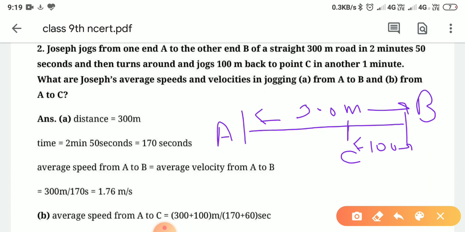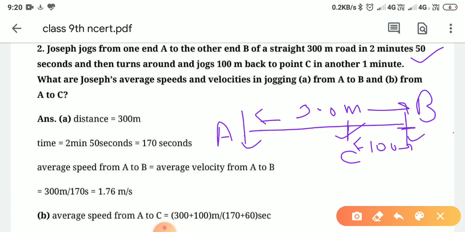Okay, at first we will understand this question. It is asking that Joseph jogs from one end A to the other end B of a straight 300 meter road. This distance is 300 meter, or you can say displacement also, because this is in a straight line. He takes 2 minutes 50 seconds, then turns around and jogs 100 meter back, and he stops at point C, which is 100 meter from B.